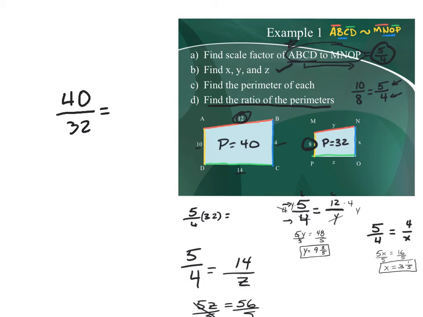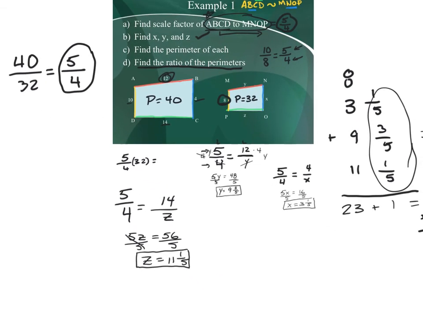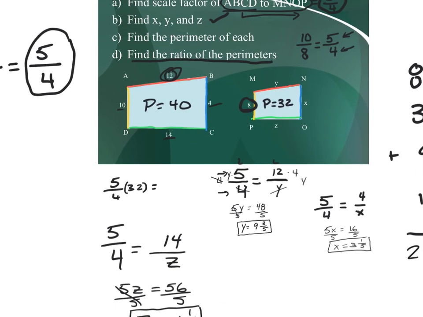What goes into both? 8 goes into 40 how many times? 8 goes into 32 how many times? Is this number familiar? That was not a coincidence. The way that the sides are compared to each other is all of the sides on the left are 5/4 the size of the ones on the right, which means that the perimeter on the left is 5/4 the size of the one on the right.